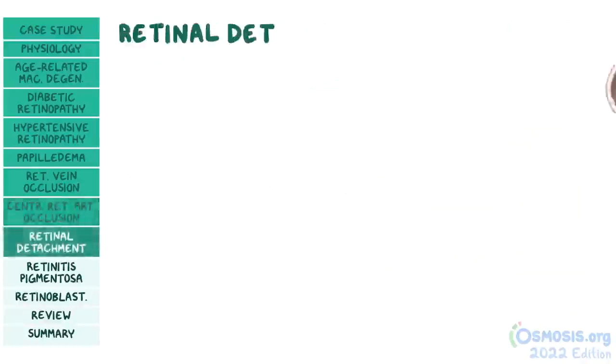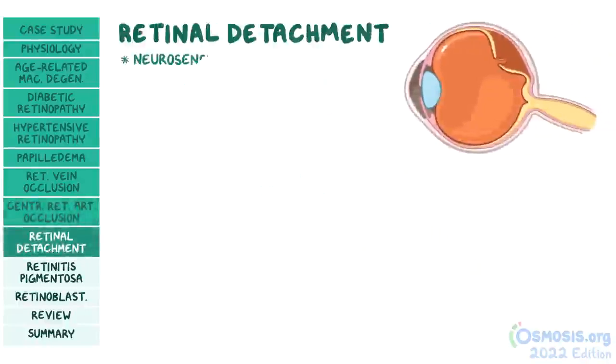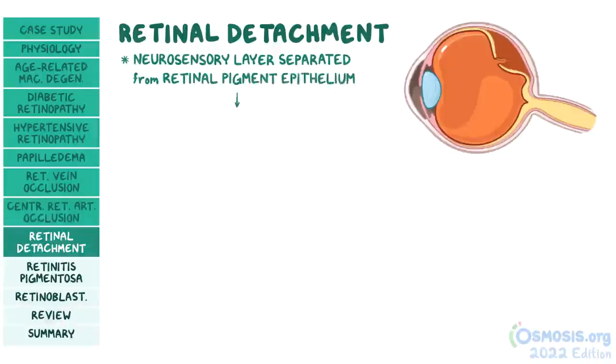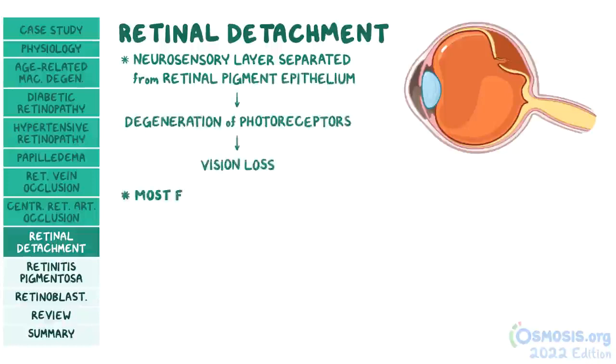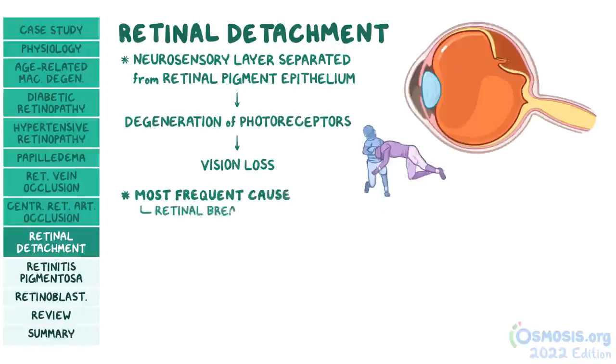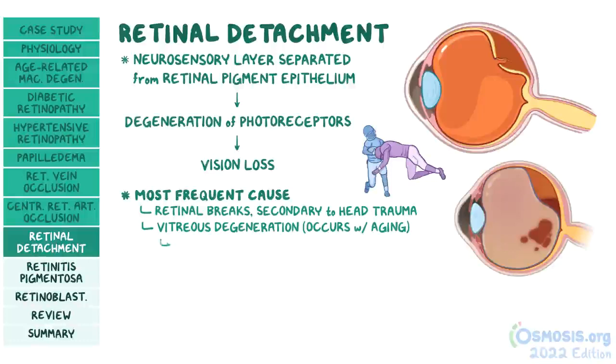Next, retinal detachment occurs when the neurosensory layer of the retina is separated from the underlying retinal pigment epithelium, resulting in degeneration of the photoreceptors and, eventually, vision loss. The most frequent causes are retinal breaks, which can be secondary to head trauma, or vitreous degeneration, which is a natural process that occurs with aging, where the vitreous humor changes from being a thick gel to a watery fluid.